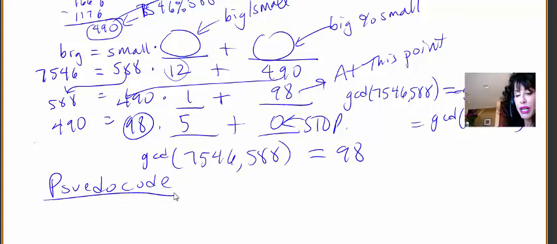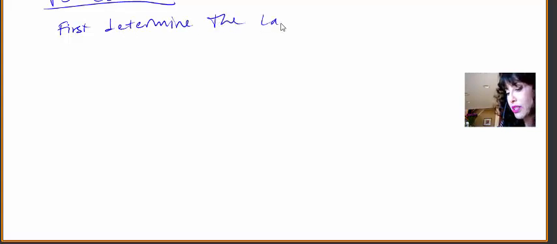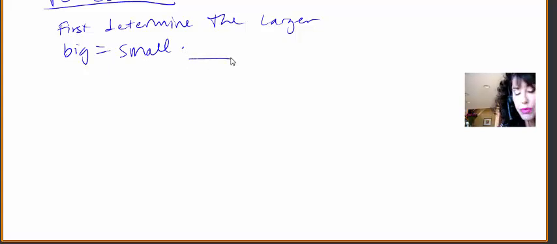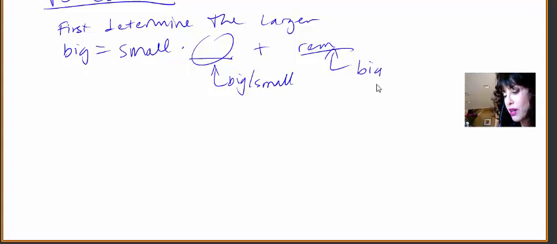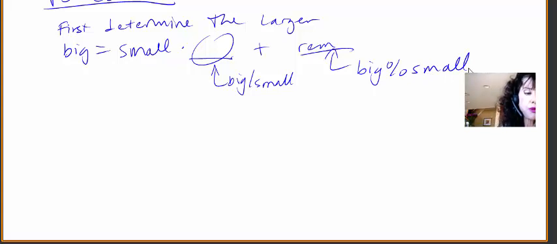But then we're going to have our code also print out these sentences that I've been writing here. So first we're going to determine the larger integer. That's step one. Then we're going to print out that the big is equal to small times something plus the remainder. Remember, this something is always the integer division of big divided by small, and the remainder is big modulo small. So that will be the printout, and then what are we going to do?